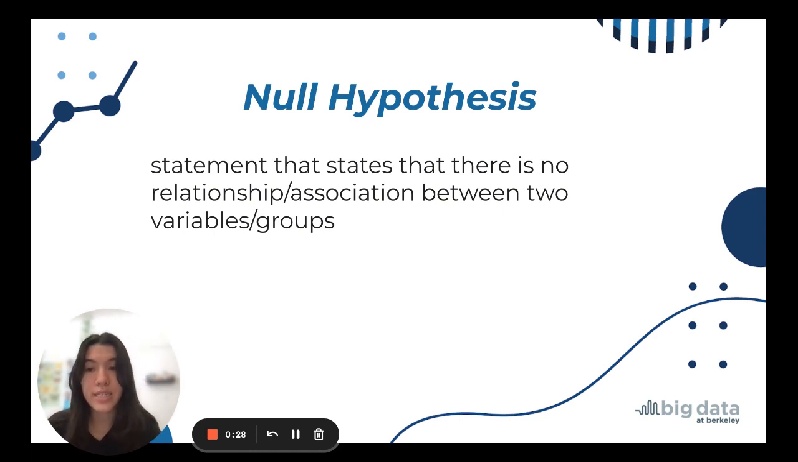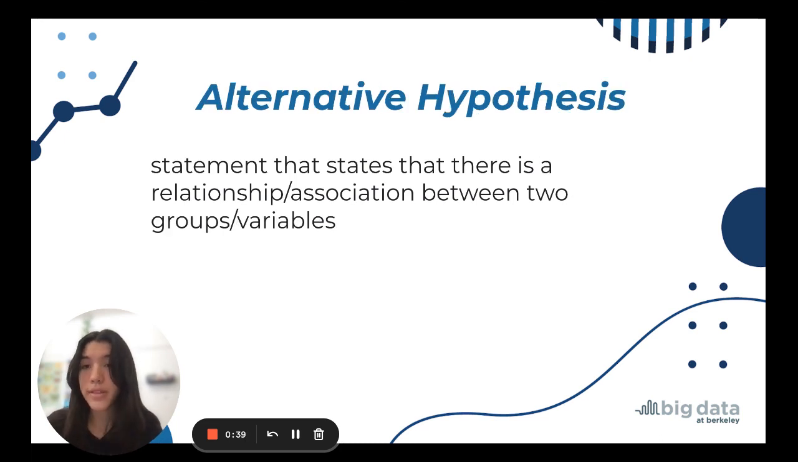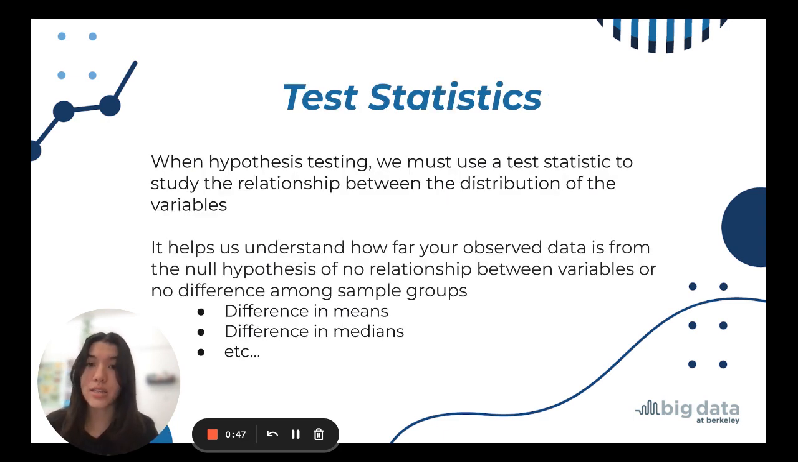So when we are doing hypothesis testing, we're testing against the null hypothesis in favor or not in favor of the alternative hypothesis. So the alternative hypothesis is a statement that states that there is a relationship between two groups within the data. So how will we find this relationship or lack of relationship?